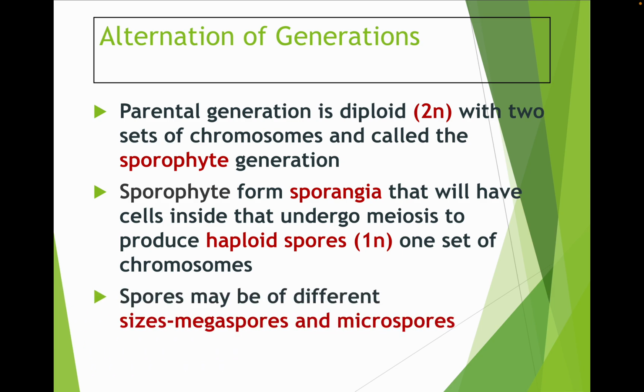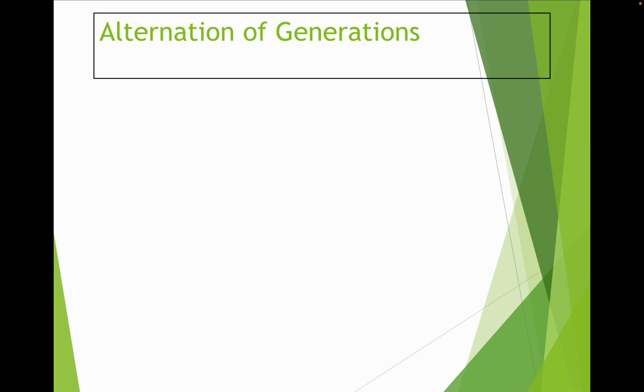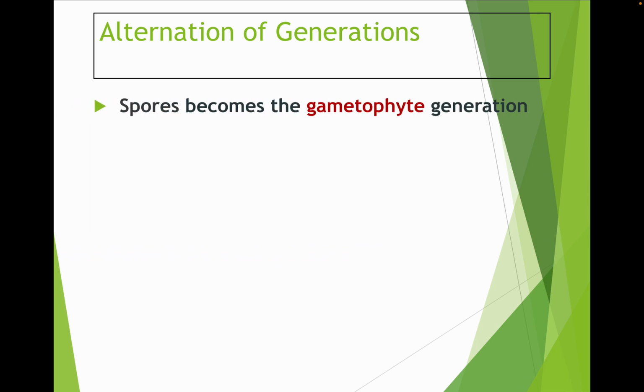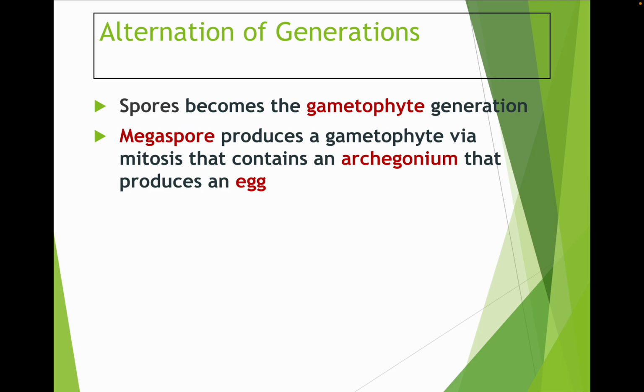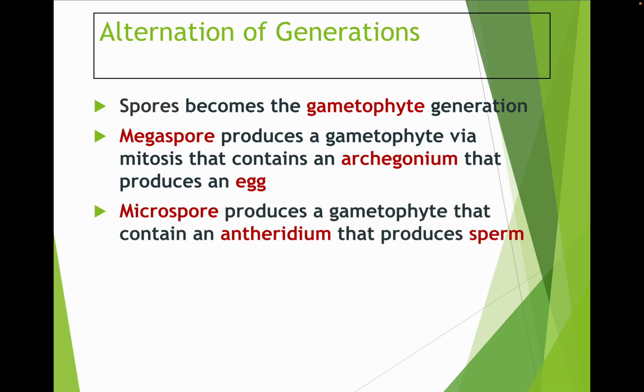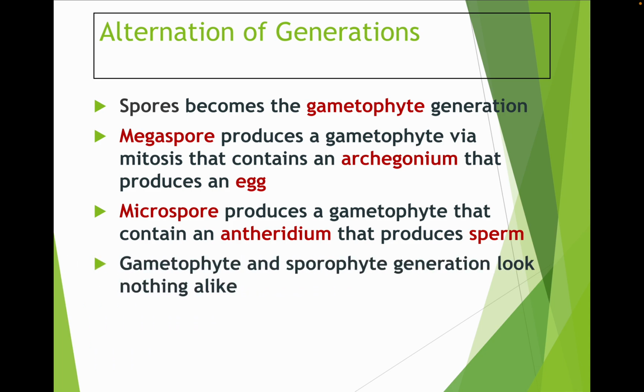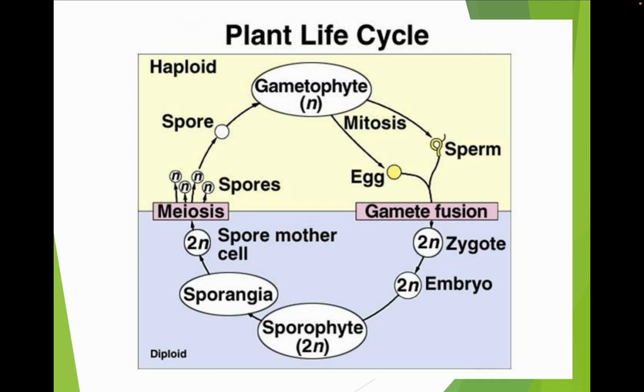Spores may be different sizes, megaspores and microspores. You looked at some spores under the microscope with fungi. They reproduce by spores. Spores become the gametophyte generation. The megaspore produces a gametophyte via mitosis that contains what we call an archegonium, which produces an egg. Microspores produce a gametophyte that contains an antheridium, which produces sperm. Again, we're going to get into this a lot more when we get into plant reproduction later on, but this is just showing what the alternation of generations is. The gametophyte and sporophyte generations look nothing alike. So here, let's take a look at the plant.